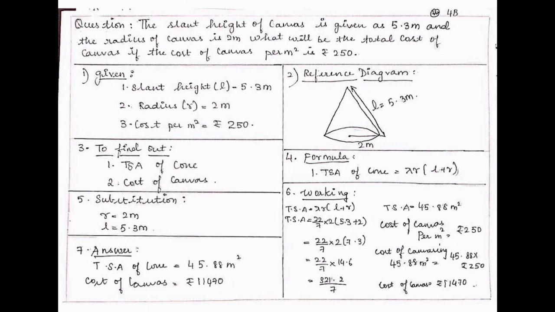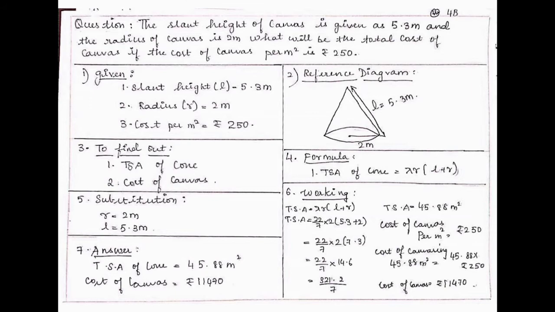Second, I have drawn the reference diagram of that question. Third, I have given what should be found out: first, TSA of a cone, and second, cost of canvas. The formula we are going to use in this question is TSA of a cone is equal to pi r into L plus r. For substitution, r is equal to 2 meter and L is equal to 5.3 meter. Working is given in the working. So TSA is equal to pi r into L plus r. When we substitute, 22 by 7 into 2 into 5.3 plus 2, and 5.3 plus 2 is 7.3.